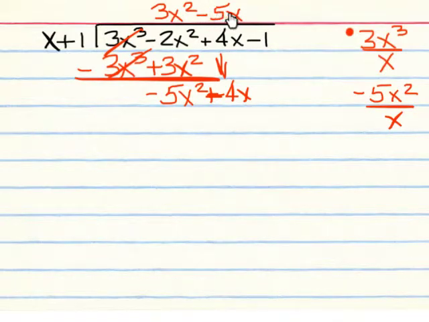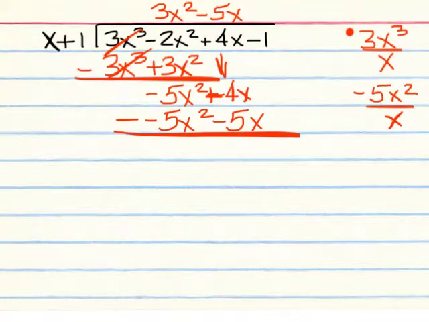Negative 5x times x, and then negative 5x times 1. So that's negative 5x squared minus 5x. These cancel. And what is 4 minus a negative 5? So that would be 9x.